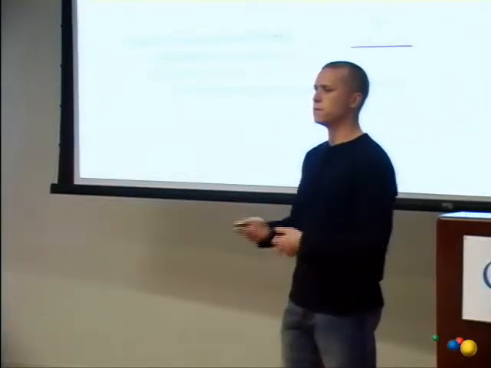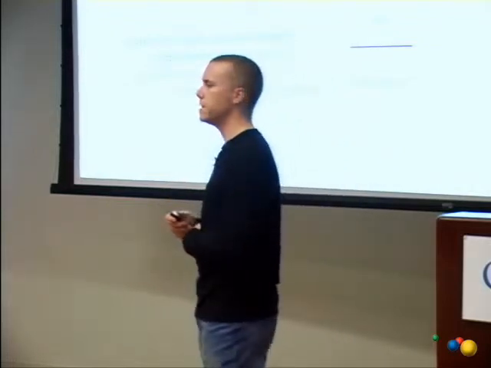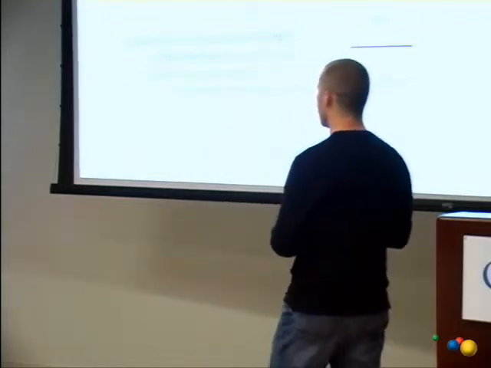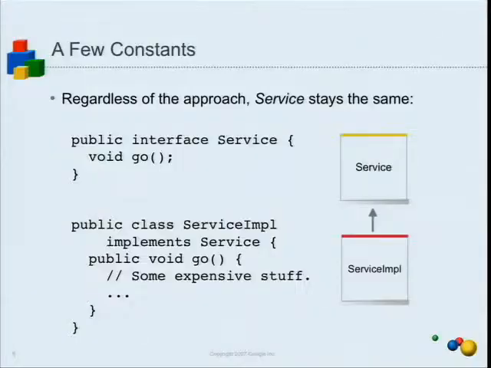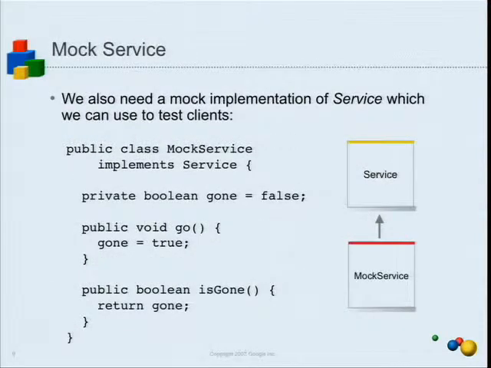We don't really care what this interface looks like or what the implementation does for the purposes of this example, but let's just assume that it's something expensive or something we don't want to do during tests, right? Like it could be charging a credit card. We don't want to charge a credit card or send off emails during our unit tests, right? So in that respect, we're going to have a mock implementation of service that we can swap in for unit tests. And that's pretty much what we're going to do.